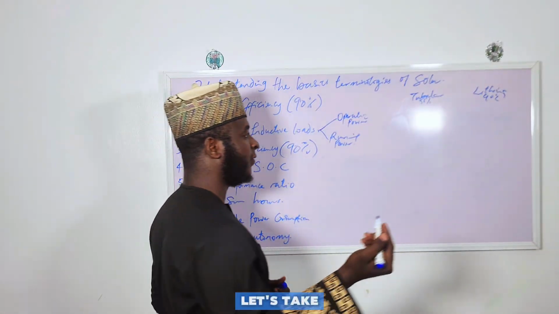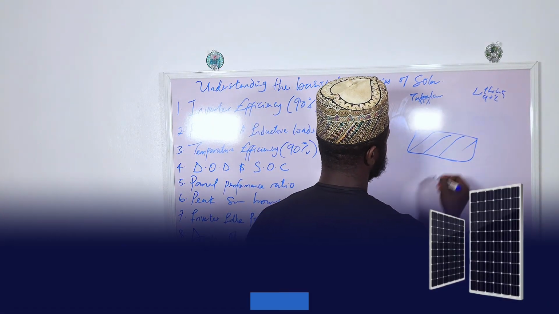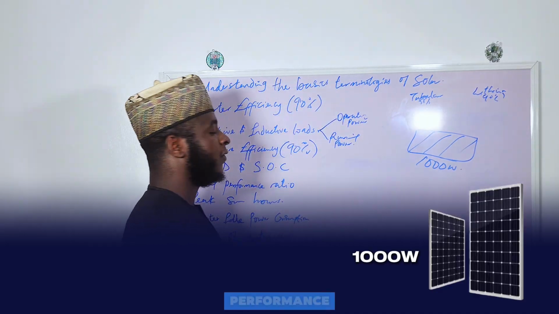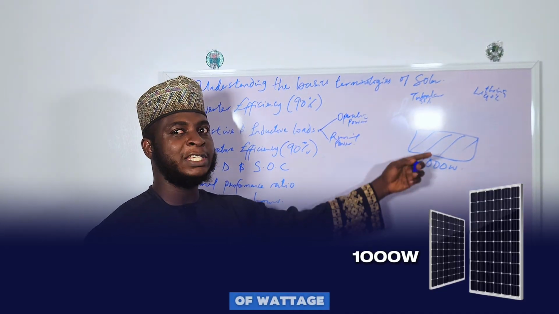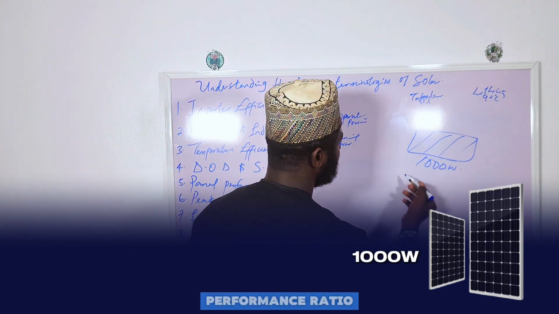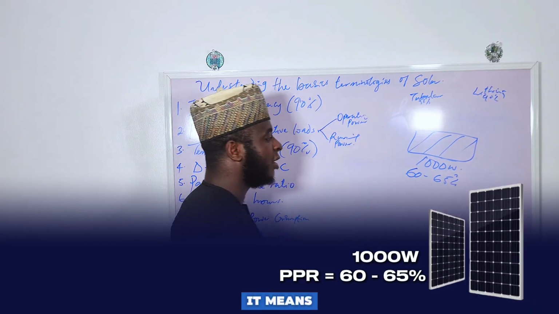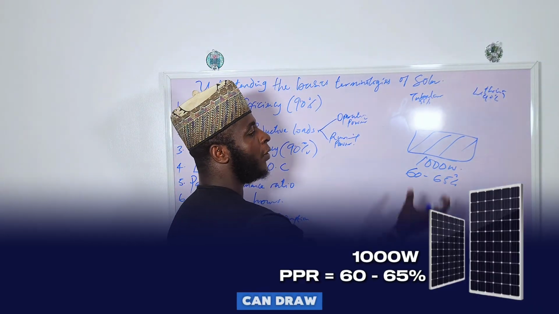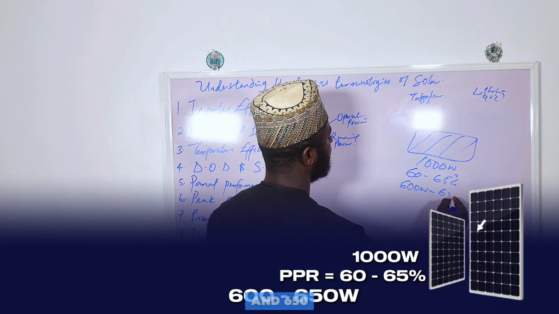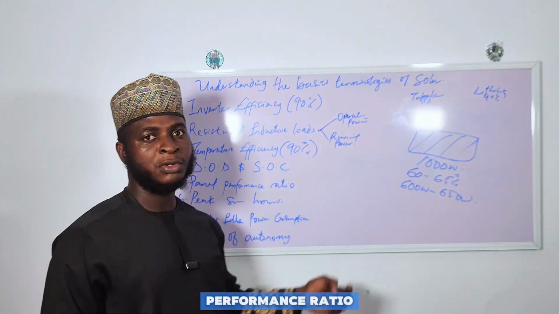The panel performance ratio is the amount of rated power that is usable from your panel. Let's take, for example, let's say this is your panel and it is rated for 1000 watts. The panel performance ratio is telling you the amount of wattage that you can continuously draw from this panel. Let's say the panel performance ratio of this panel is around 60 to 65%. It means out of this 1000 watts, what you can draw from this panel is going to be 600 watts and 650 watts.